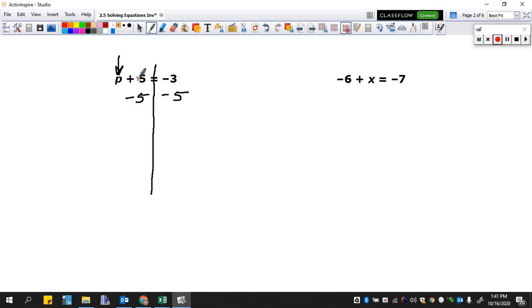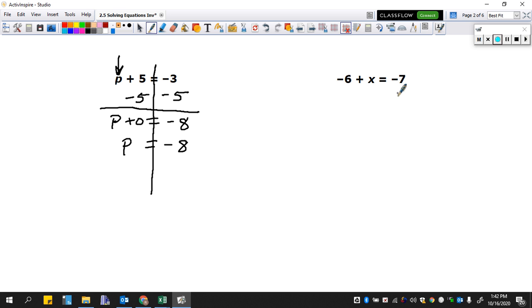Now if we simplify, 5 minus 5 is 0, so we end up with P plus 0 is equal to negative 3 minus 5, which is negative 8. And P plus 0 is simply P, so P is equal to negative 8.